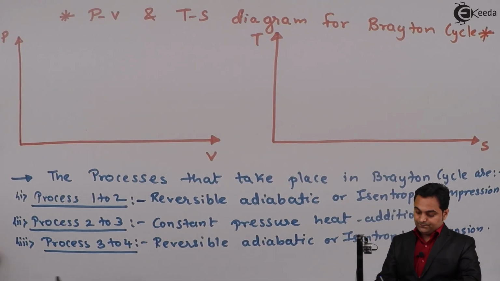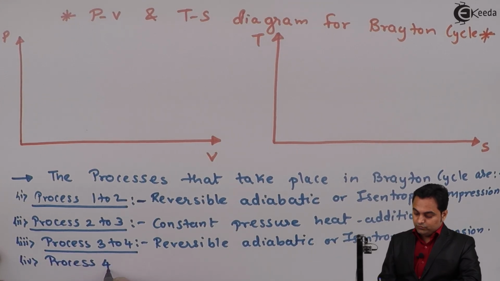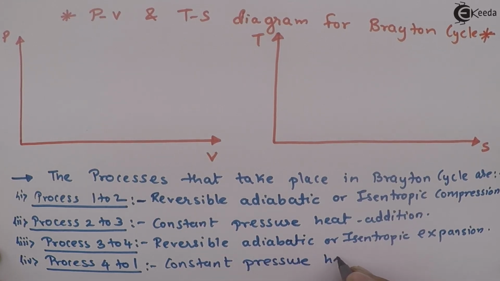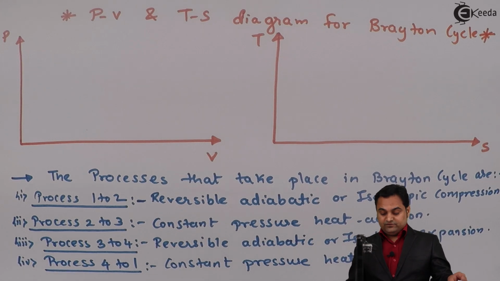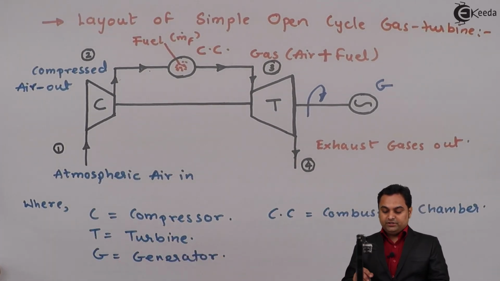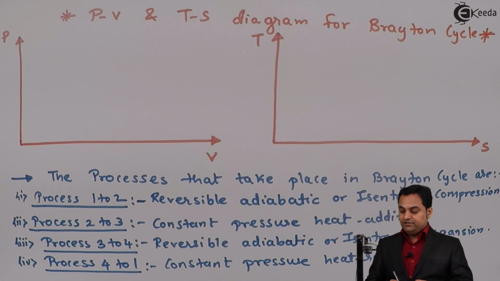Next, process 4 to 1 is constant pressure heat rejection. So after this, that is once we have got the expansion process, 4 to 1 will represent constant pressure heat rejection. Now these processes I'll show on the PV and TS diagram.